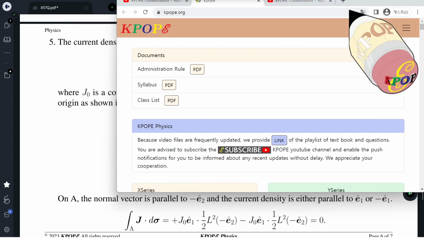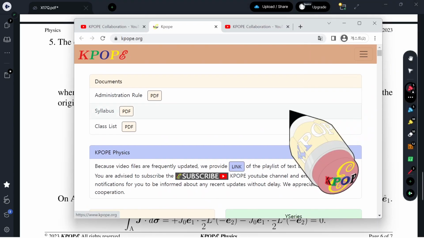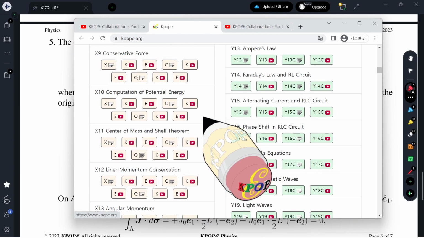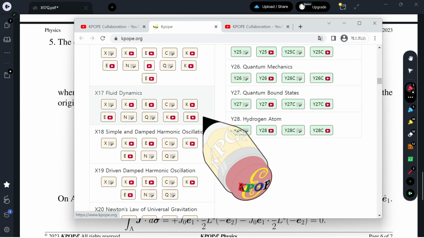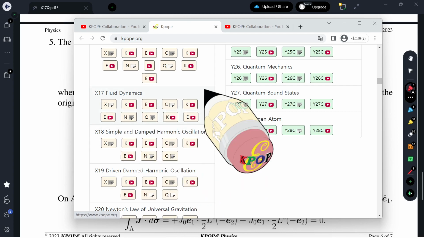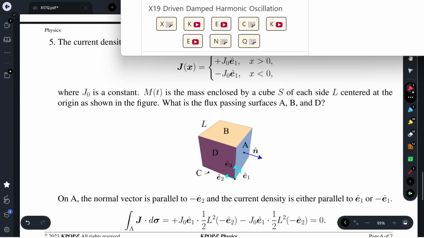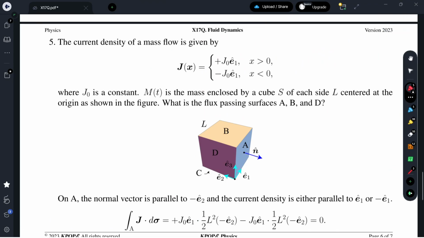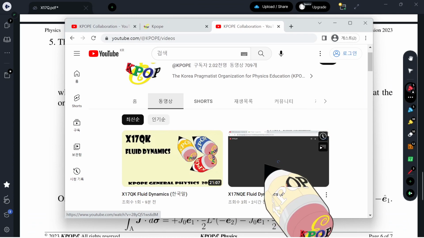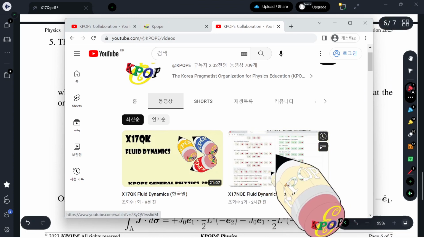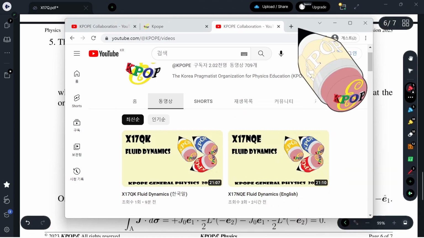Let's see. Oh, I didn't copy X17NQ. So you can go there. X17NQ is given in here.